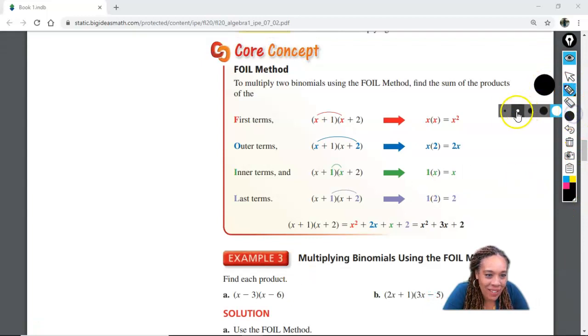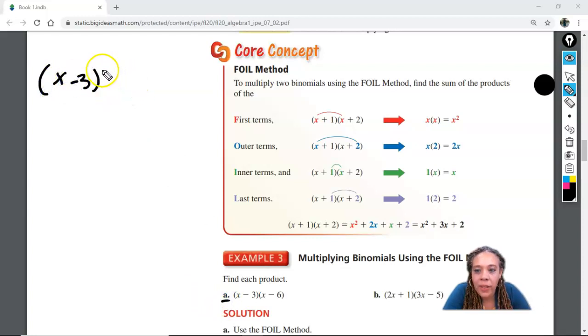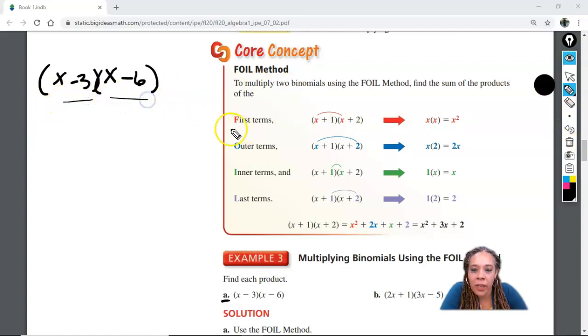Sometimes it's like the biggest. There we go. Okay, so it says here, I'm looking at A. So it says x minus 3. That's my first binomial. And immediately next to it is x minus 6. So I'm going to choose a smaller pen tip. All right. So this is my first binomial. This is my second binomial.